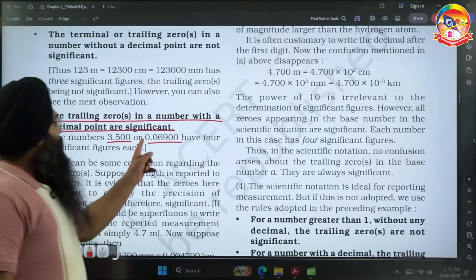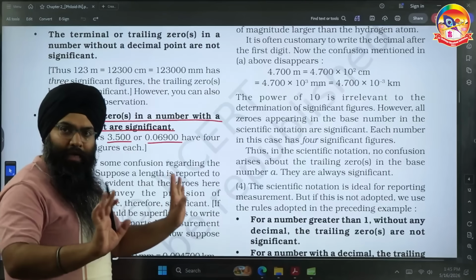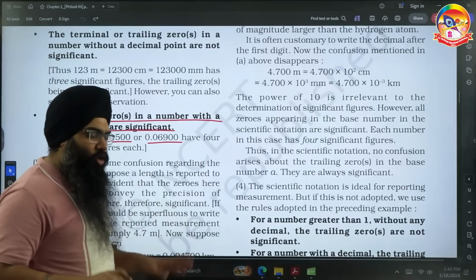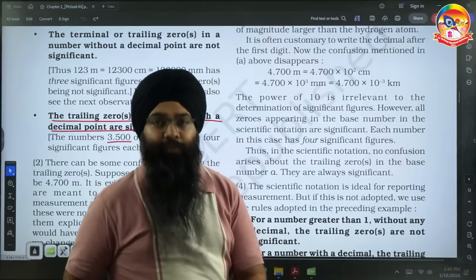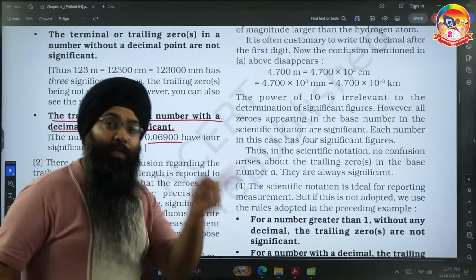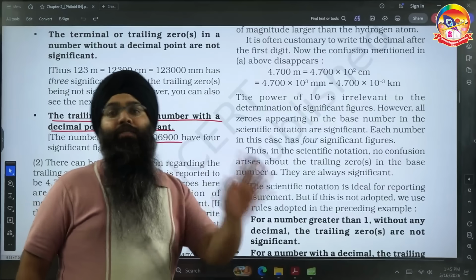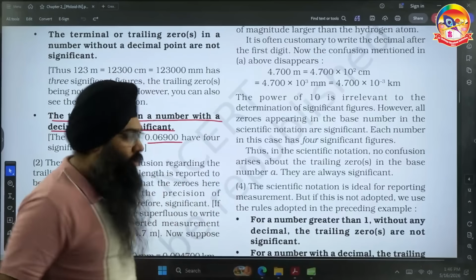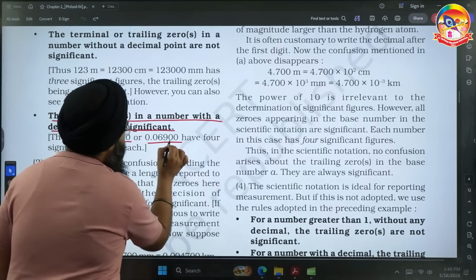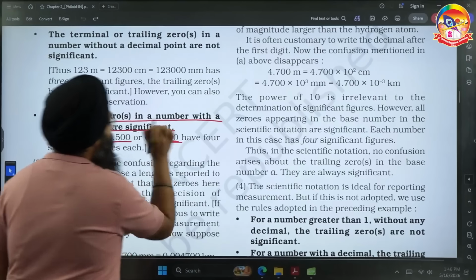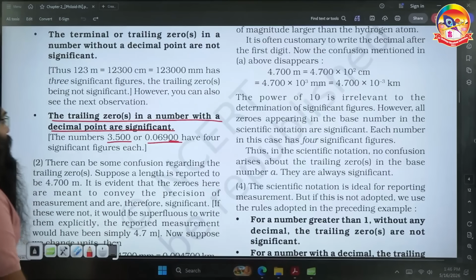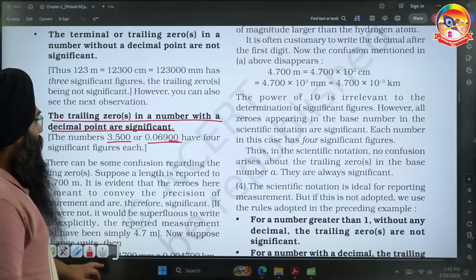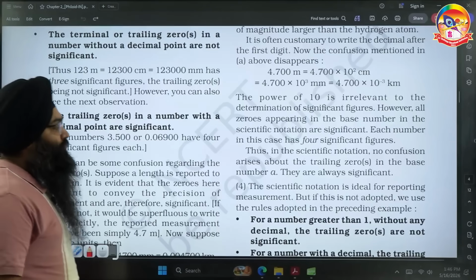For this number, 0.06900, the leading zeros are not significant. The leading zeros, whether the decimal is there or not, will never be significant. The trailing zeros will become significant if the decimal is there. The trailing zeros will not be significant if the decimal is not there. So these two trailing zeros will become significant. So how many significant figures are there? Here also there are 4 significant figures. I hope this particular point is clear to you.